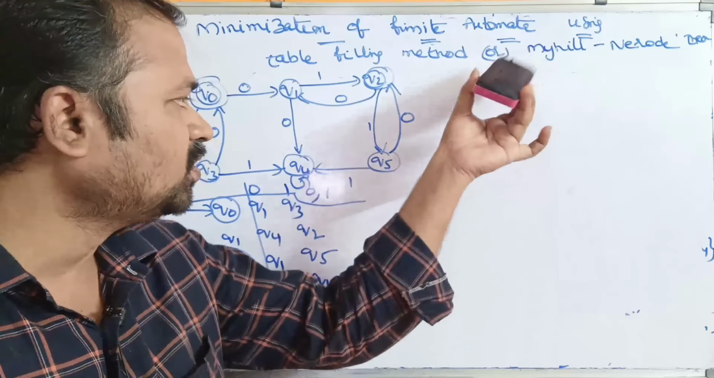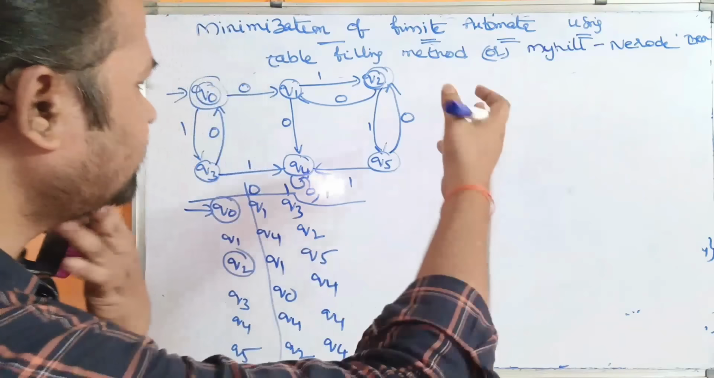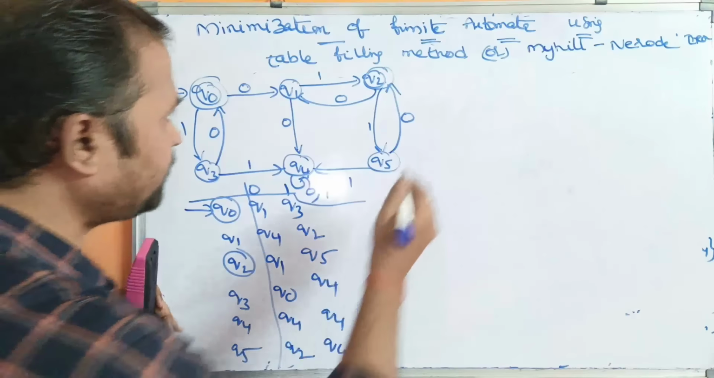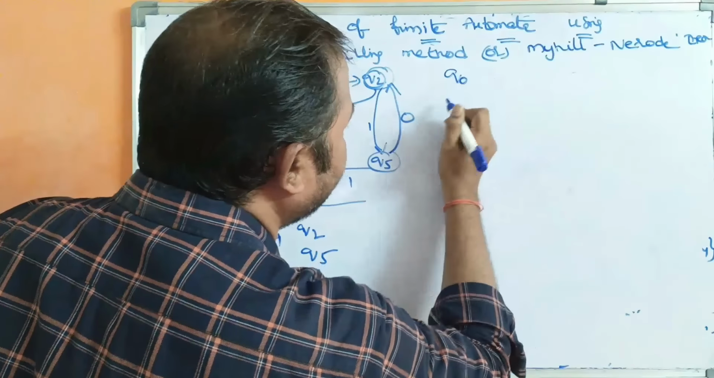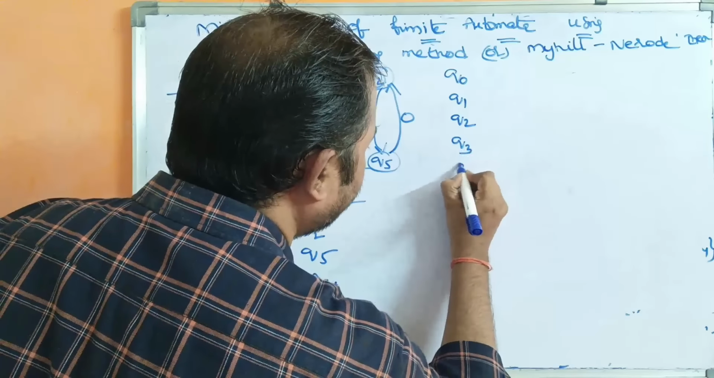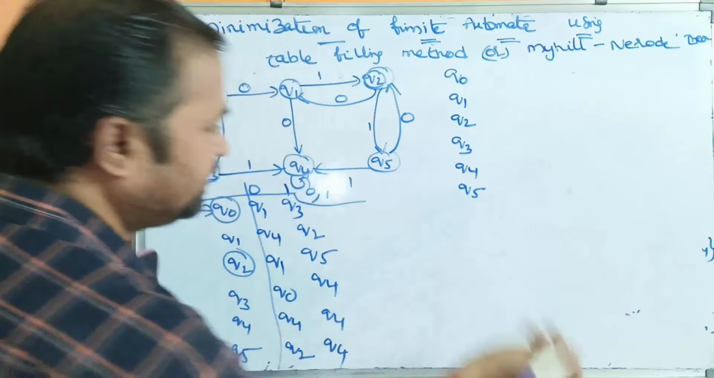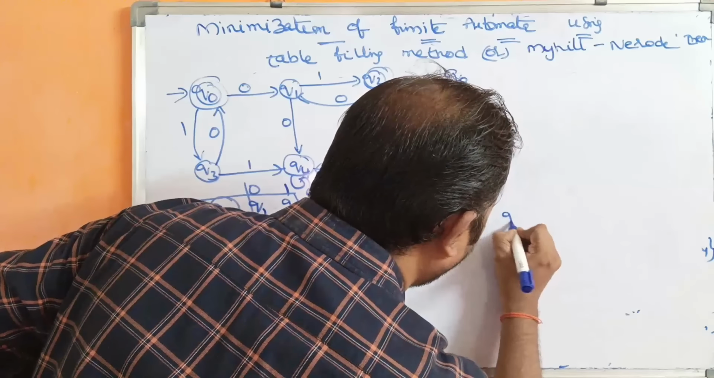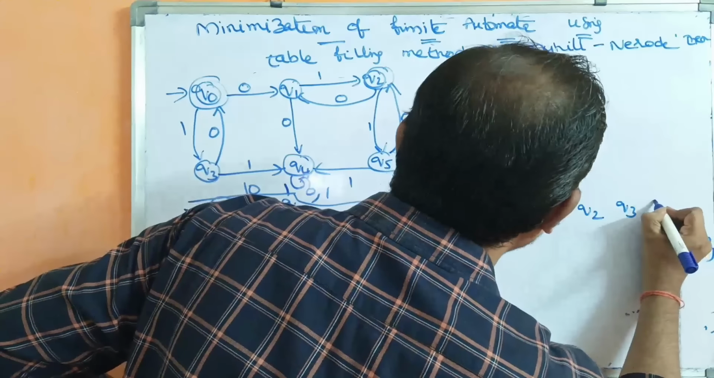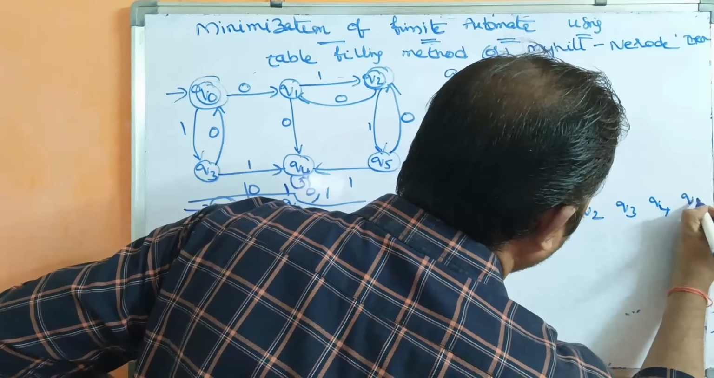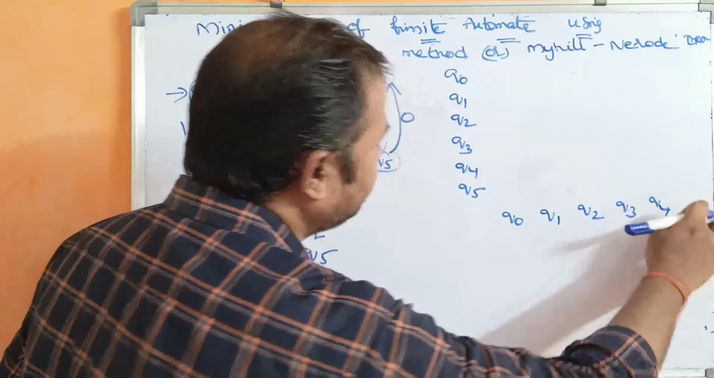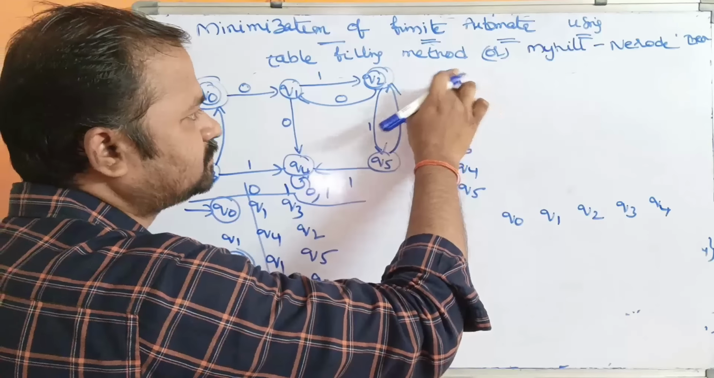Now we have to construct one more table. The table will be like this. So what are the states? Q0, Q1, Q2, Q3, Q4, Q5. Let us write them in a vertical manner. Next, let us write the states in a horizontal manner. Let us eliminate the last state in the horizontal and the first state in the vertical.